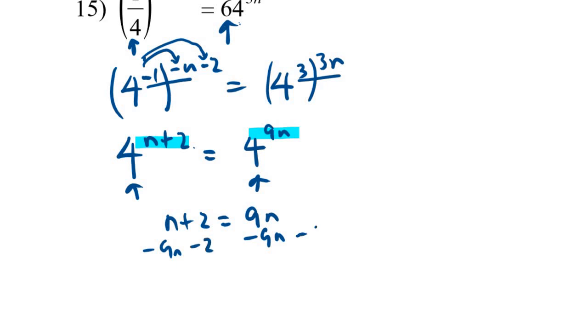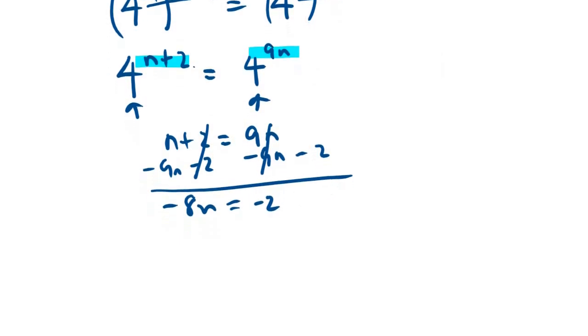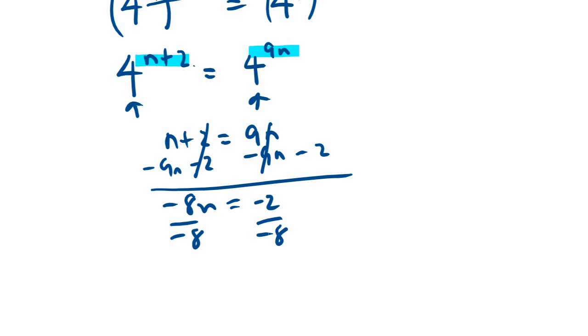Subtract 2 from both sides. And then this is going to be negative 8n. This is going to go away, and this is going to go away, equals negative 2. And now we can divide both sides by negative 8, so that n equals 2 over 8, which is 1 over 4. n equals 1 over 4.